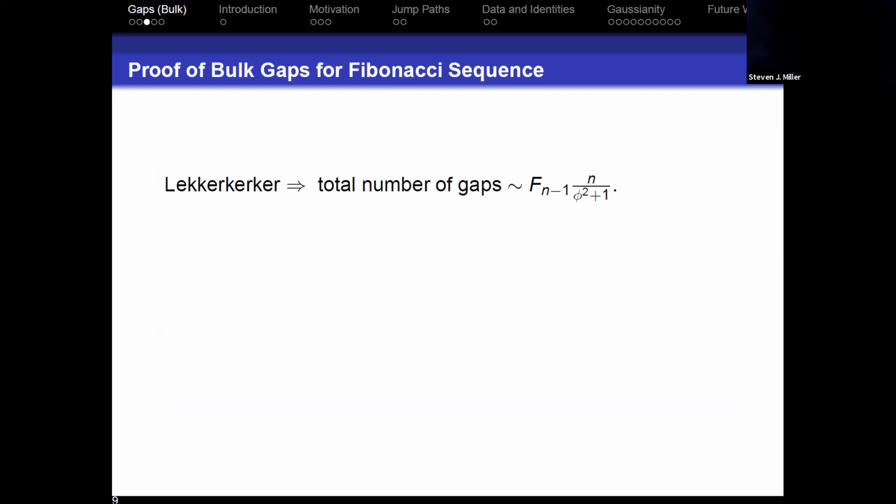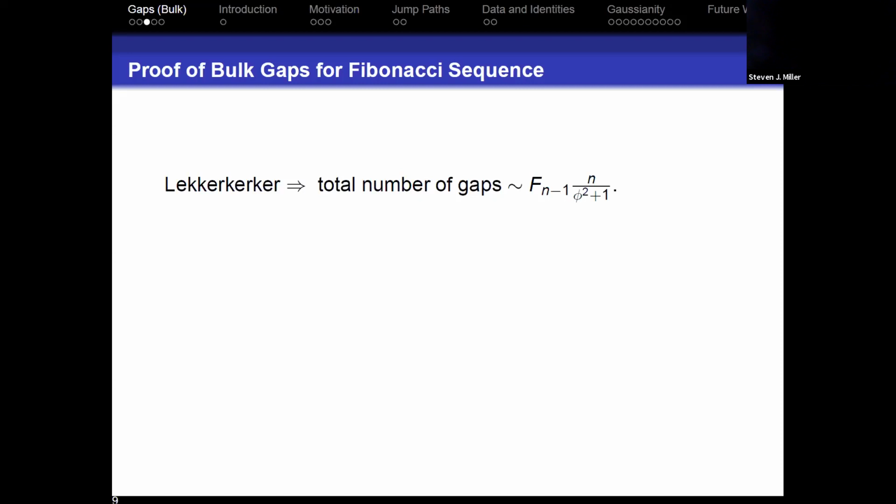There's a beautiful result due to the KKKK that the total number of gaps is basically the number of numbers in our interval. So we're going from Fn to Fn plus 1. That's where the Fn minus 1 is. It's the number of numbers in our interval times n over phi squared plus 1. Or equivalently, if I divide both sides by Fn minus 1, the average number of gaps is basically n over phi squared plus 1. Or another way of looking at this, the number of summands on average is n over phi squared plus 1.